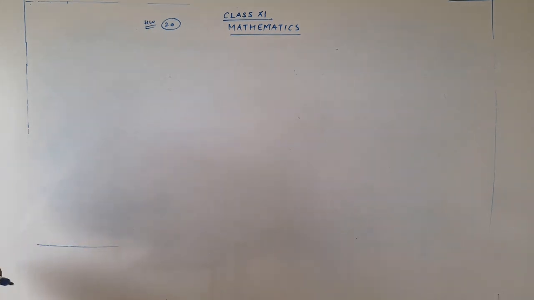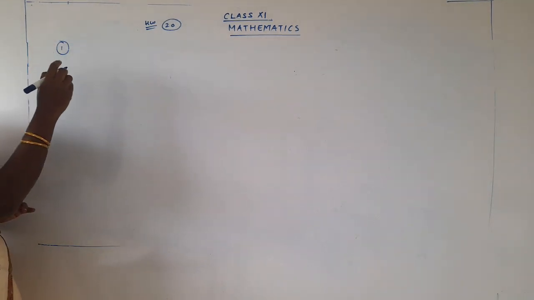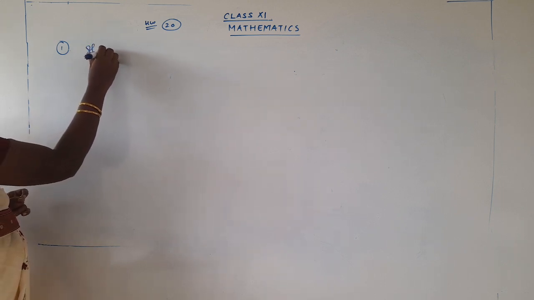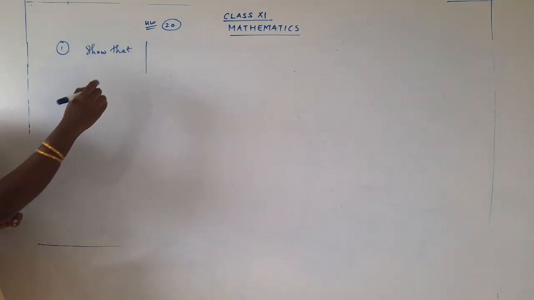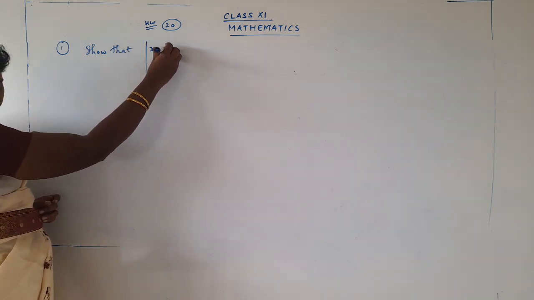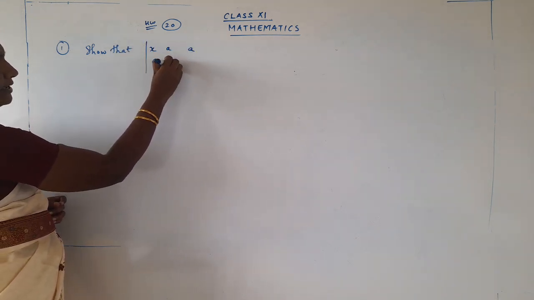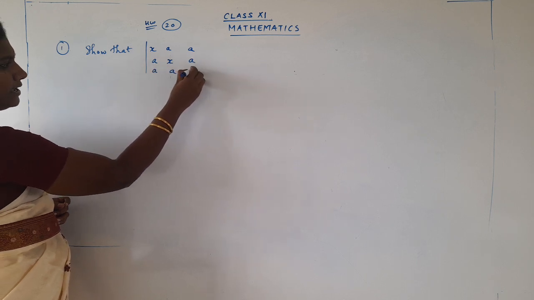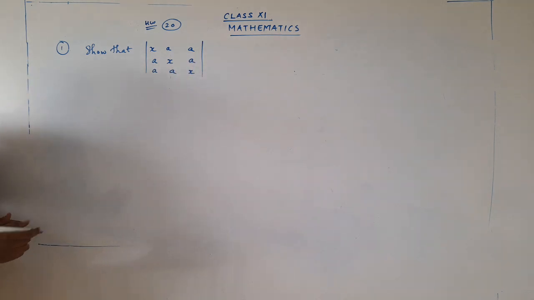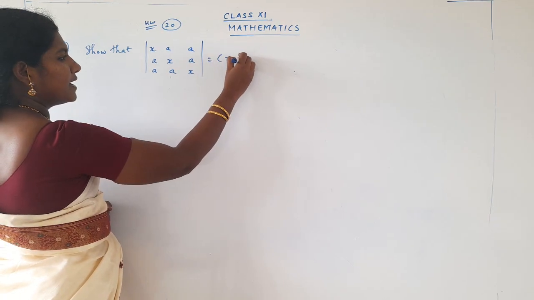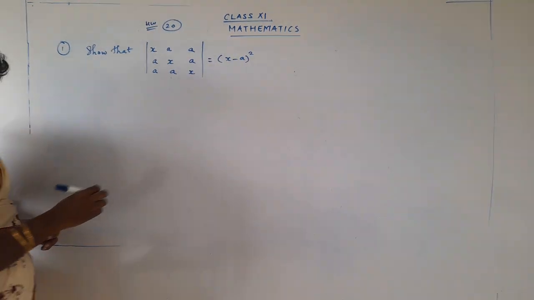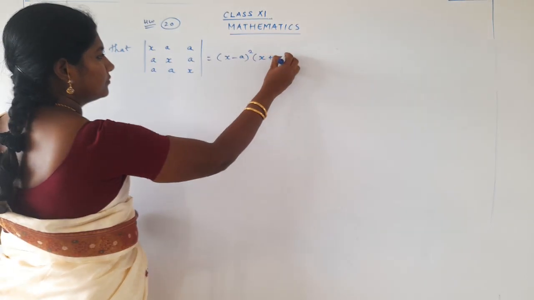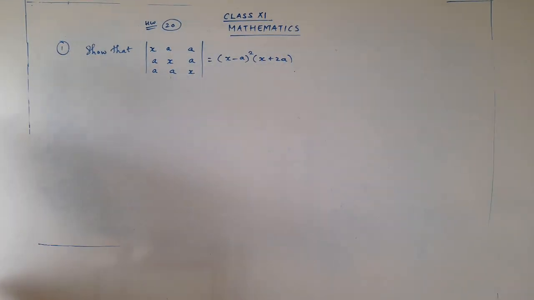Let's start the sum. Take the first one. Show that the determinant of x, x minus a the whole square, x plus 2a, x minus a the whole square, x plus 2. They are asking you to solve this using the factor theorem. So we have to find out the factors and simplify.